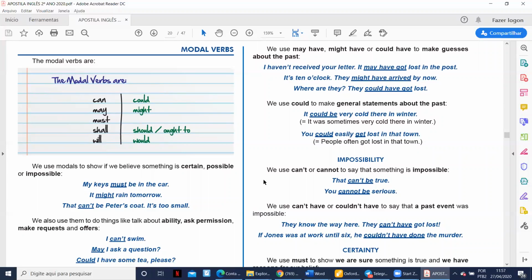So for example, let's say that I want to talk about an ability of mine, something that I know how to do. Like I know how to speak English. And then I say, oh, I can speak English. So I'm gonna use a modal verb. In this case, I used the verb can to talk about a behavior of mine.